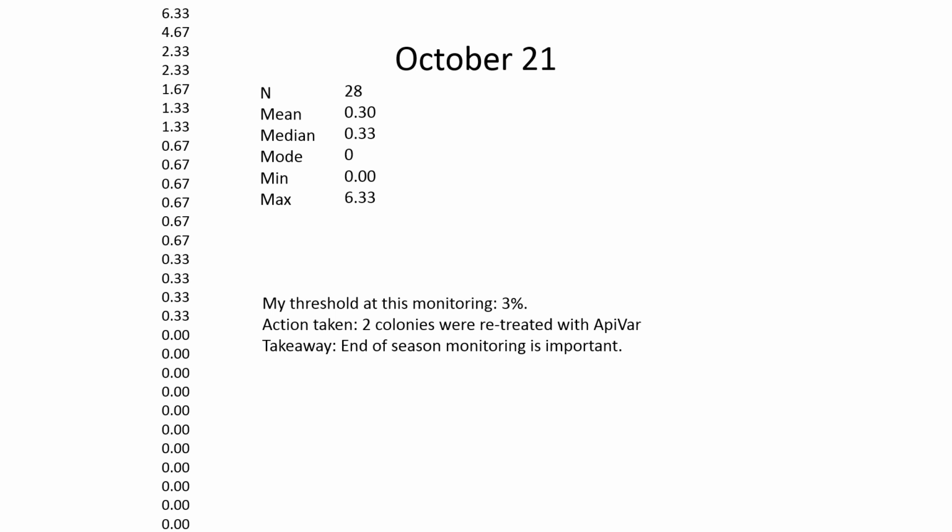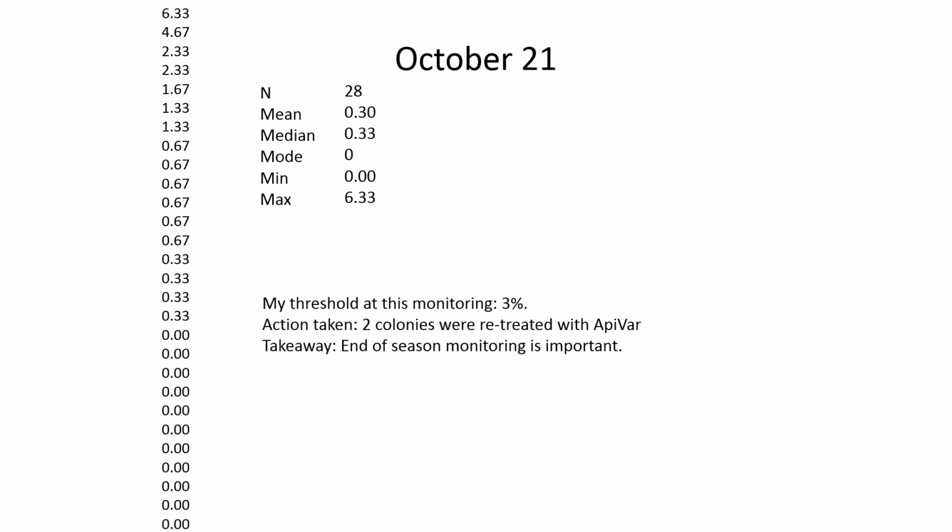The bottom line: end of season monitoring is important. Just because things look good at the end of September, that doesn't mean they're going to look good at the end of October or early November. And you really need to make sure that things are good.